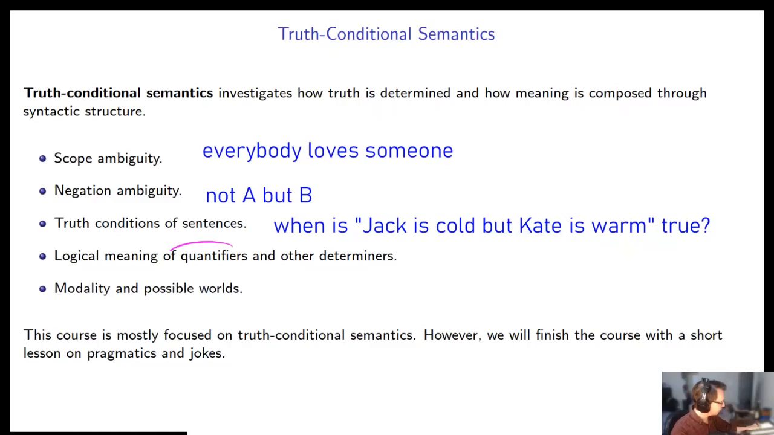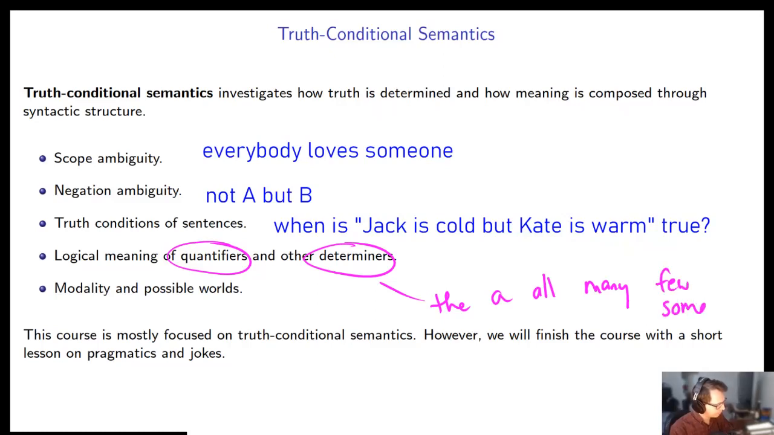How do we understand quantifiers and determiners? Words like the, all, many, few, some. When we attach those to nouns and when we have multiple of those in a sentence, what happens? Numerals as well, 2, 4. How do they interact with each other? We don't quite get to talk about modality, words like should and could, but in graduate courses, you talk about those, and those can be really nasty. But yeah, truth conditional semantics is really all about truth and meaning.